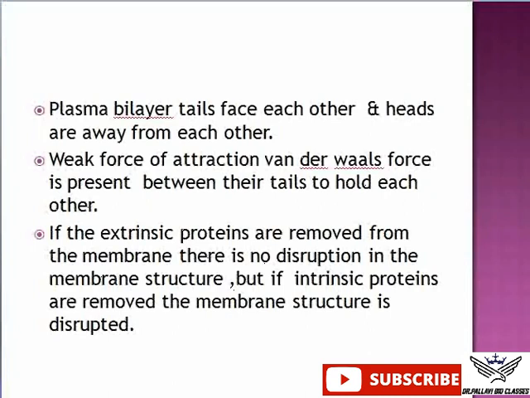If the extrinsic proteins are removed from the membrane, there is no change in the structure of the membrane, but if the intrinsic proteins are removed from the membrane, then the membrane structure is also disturbed or disrupted, or it changes.